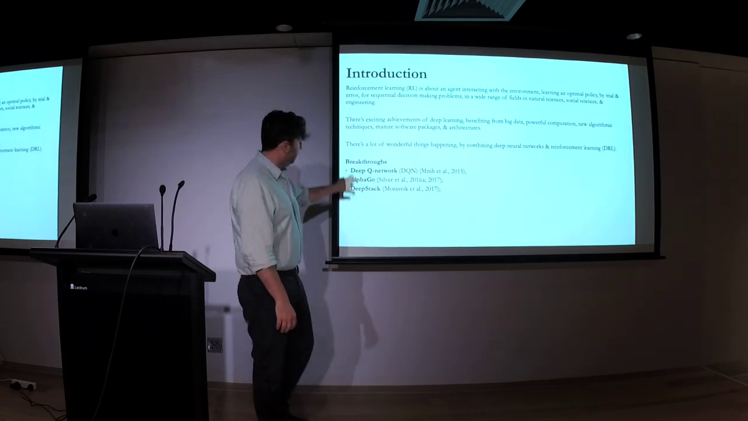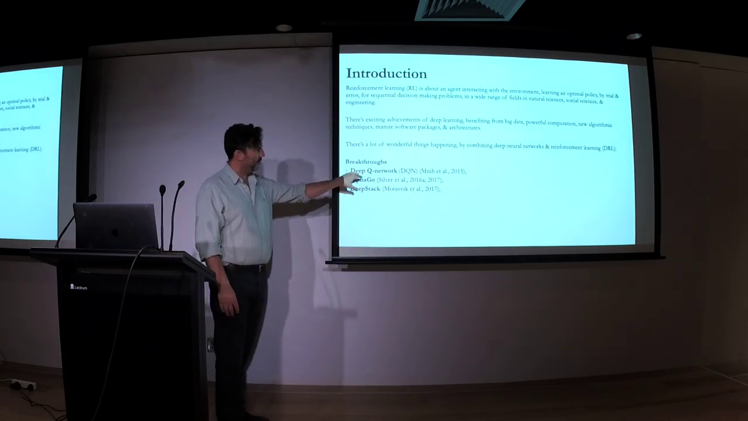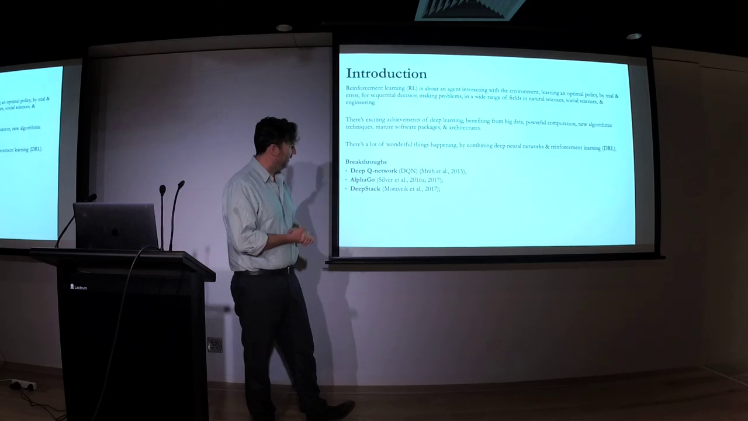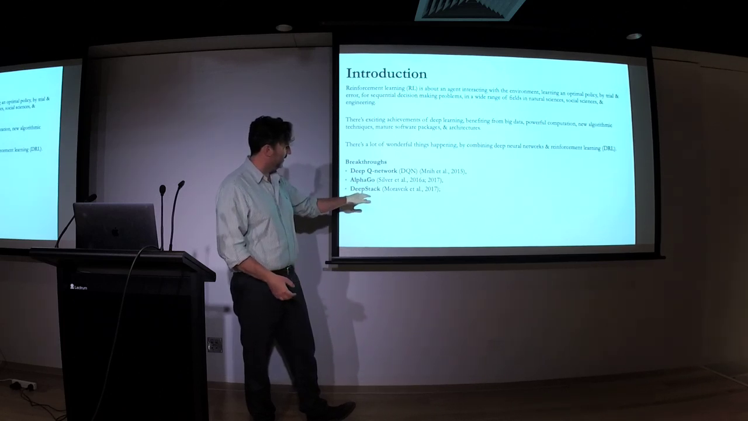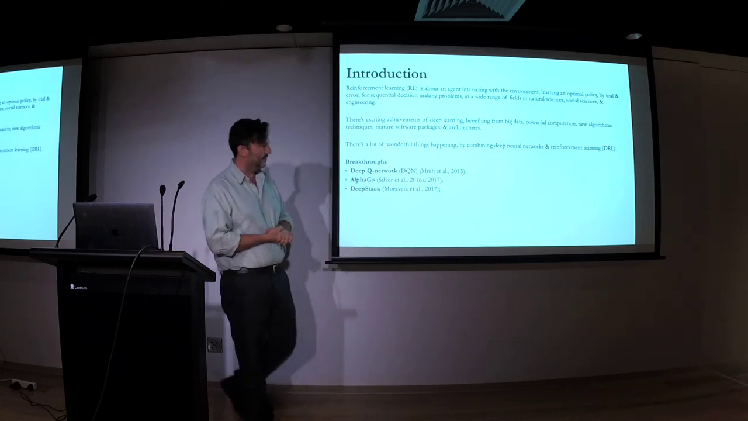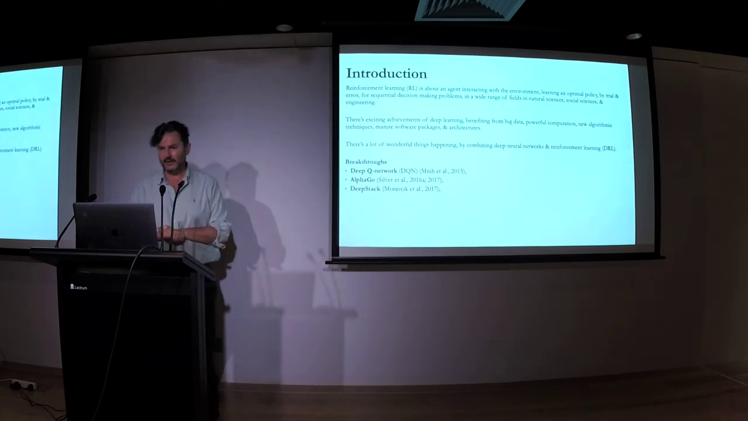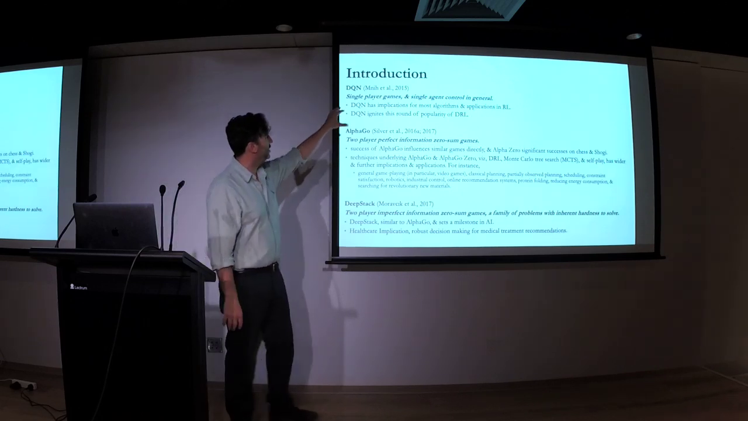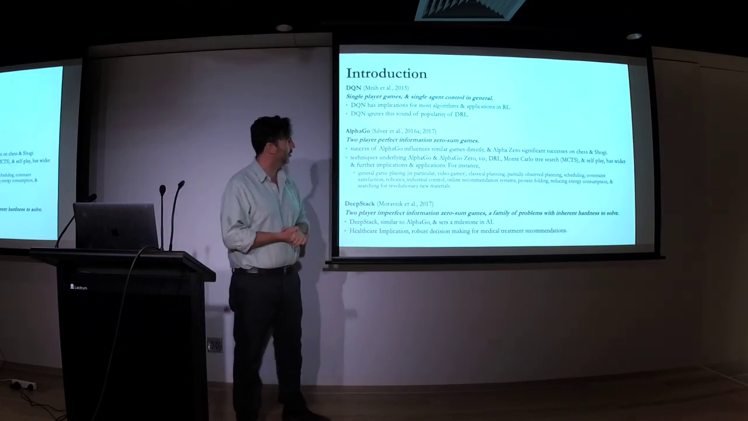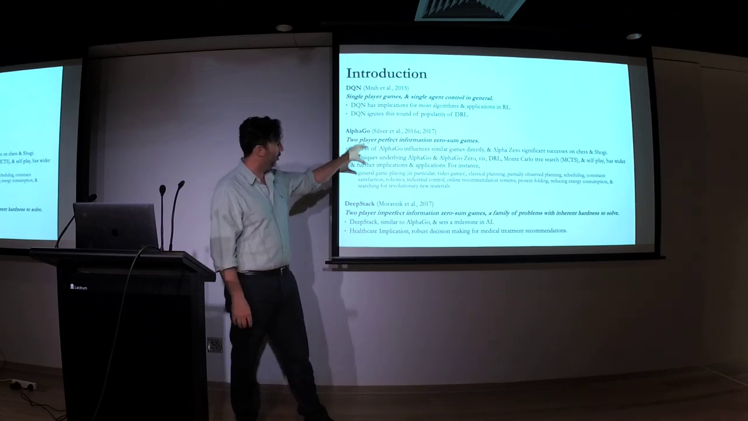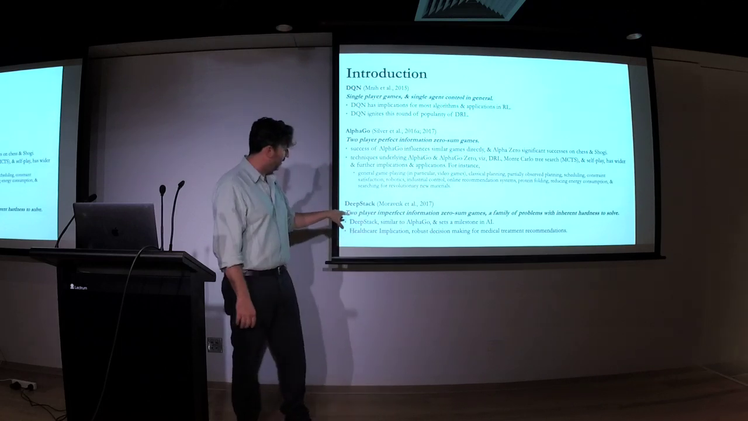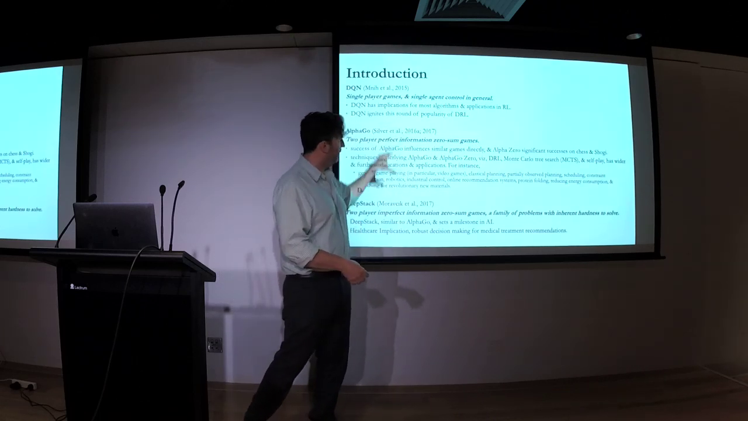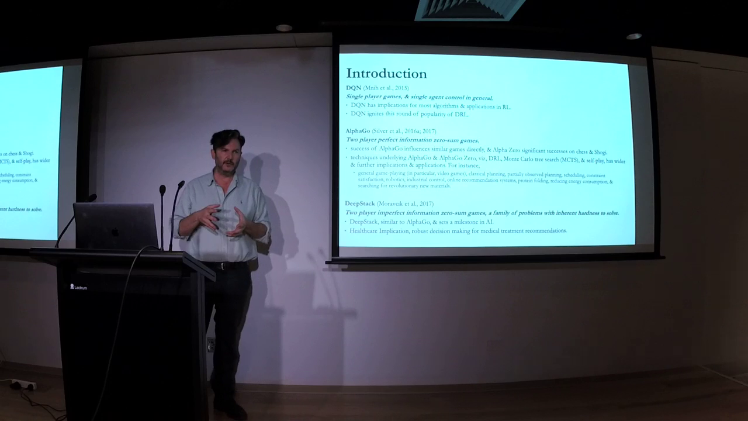And here are a couple of outstanding breakthroughs. DQN by Volodymyr Mnih out of DeepMind. AlphaGo, where David Silver led the team, and DeepStack as well. They're considered watershed moments in the area. To unpack that a bit further, we've got DQN, single player games and single agent control. We've got AlphaGo, which is a two-player perfect information zero-sum game. And we've got DeepStack, which is a two-player imperfect information zero-sum game. And they're really the key challenges in terms of reinforcement learning.